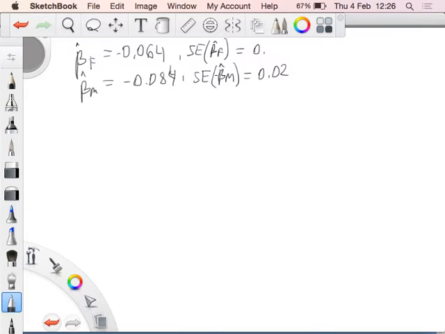So the first equation that we calculated or estimated. Standard error for the coefficient estimate. Thank you, 0.018. Right, we need these two.